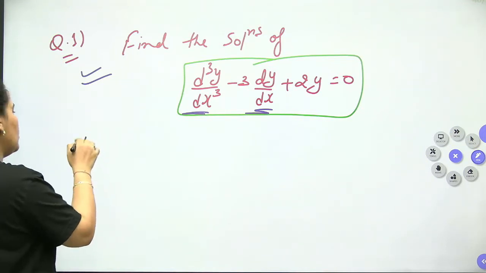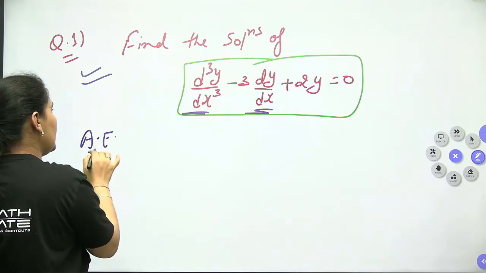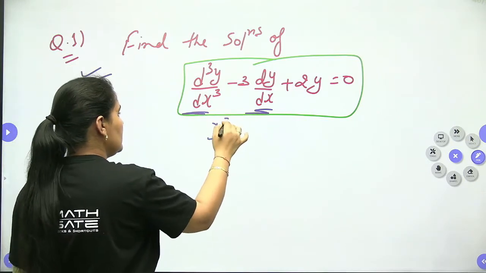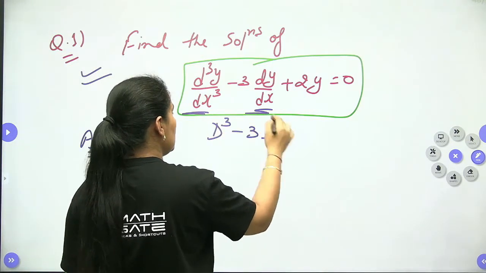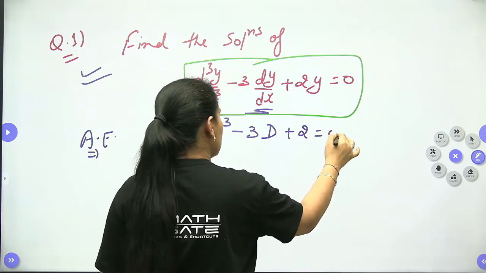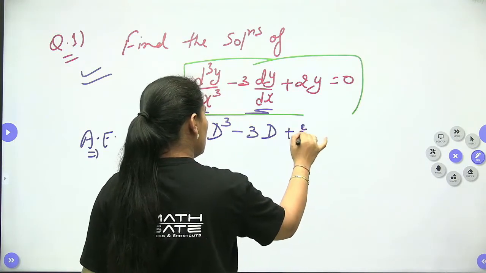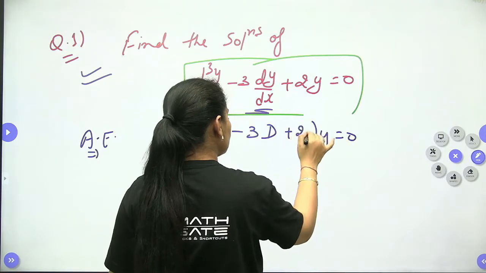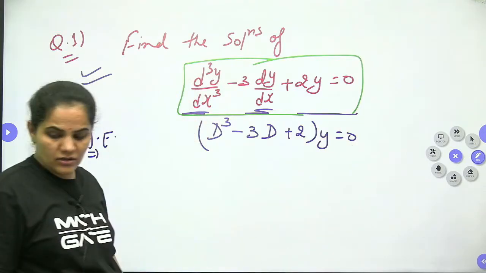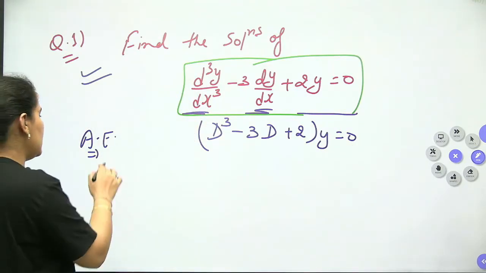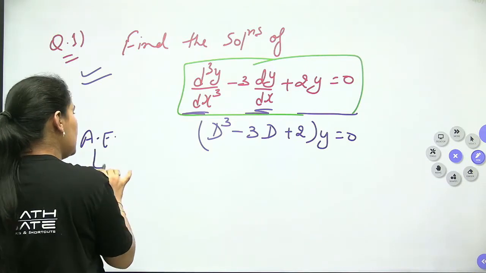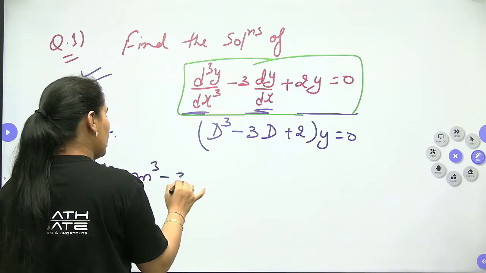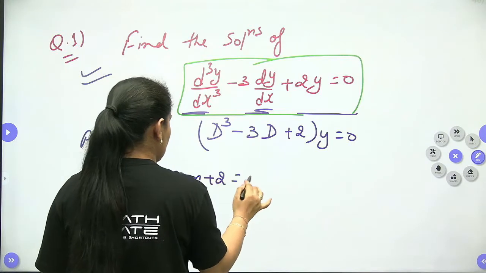So first of all, we have to approach with the auxiliary equation. Let's find the auxiliary equation for this one. So we can write D cube minus 3D plus 2 is equal to 0, so (D cube minus 3D plus 2)y is equal to 0. If you want to find the auxiliary equation, it will be m cube minus 3m plus 2 is equal to 0.